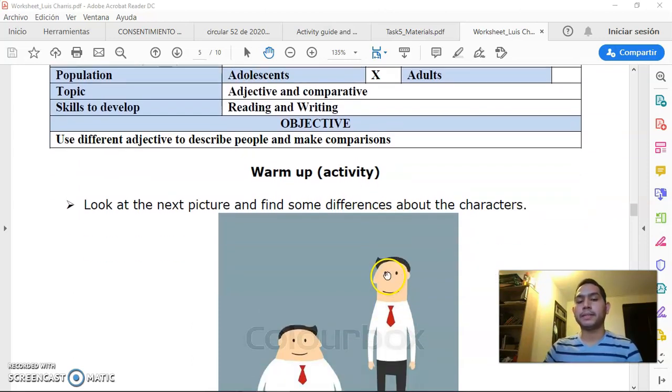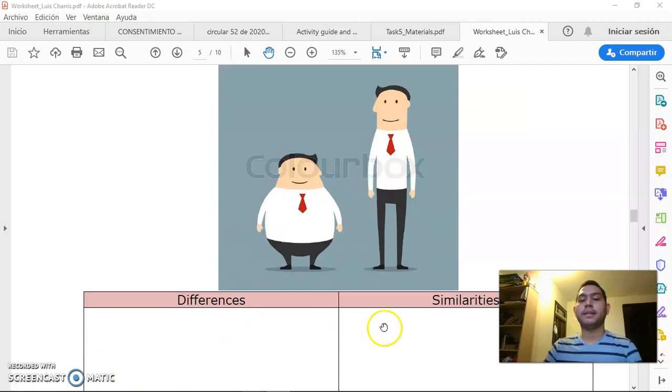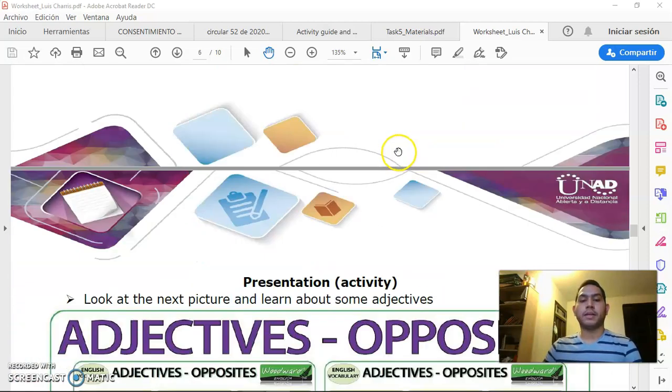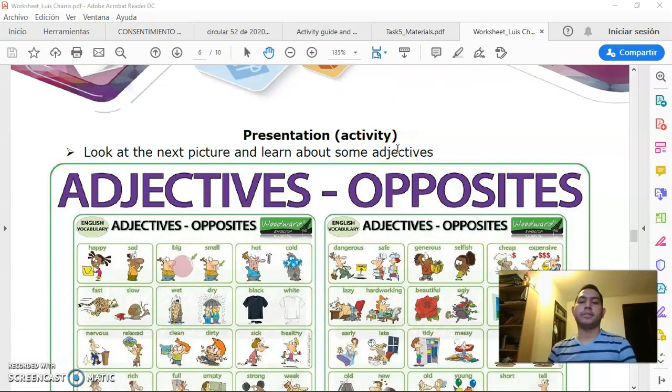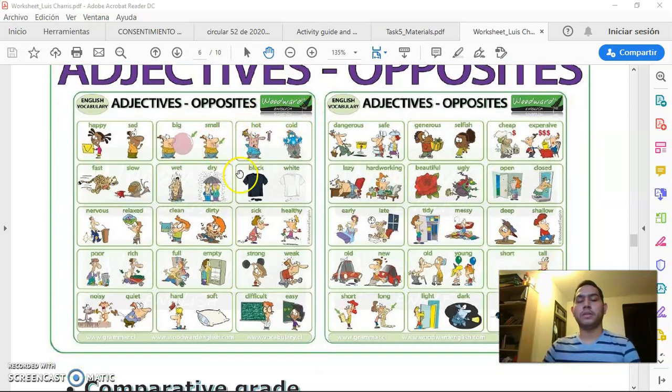Very good. For the second lesson plan, we're going to talk about adjectives and comparatives. In the warm-up activity, students have to look at the picture and find the differences and the similarities in this picture. After that, we're going to present our topic. We're going to show this adjective and its opposite. The teacher is going to ask students to read the adjectives and to relate them with the pictures.